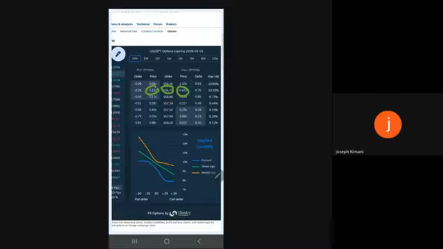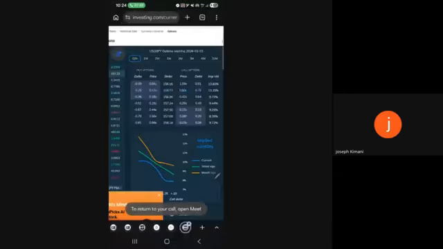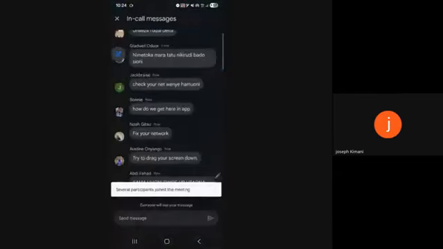So if the call side is too expensive, it means upside speculation. If the put side is too expensive, it means downside speculation. So price is that simple. It's basically that simple.